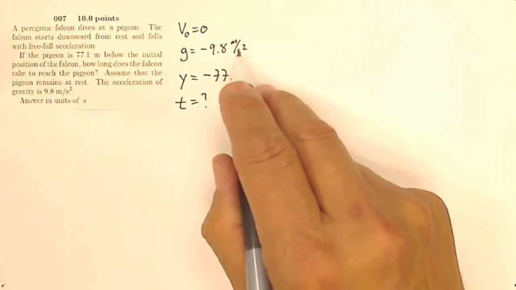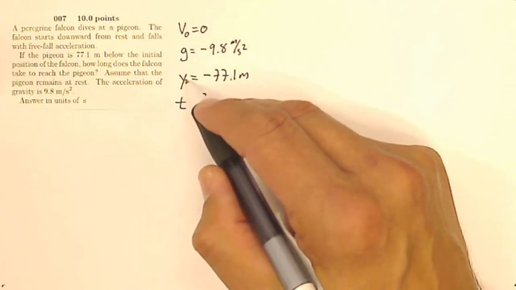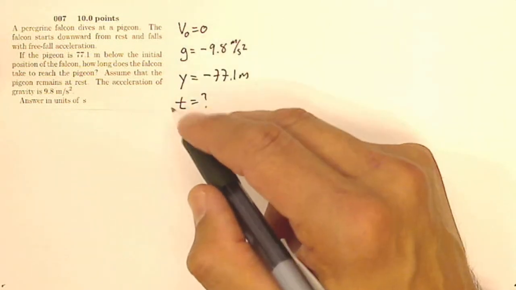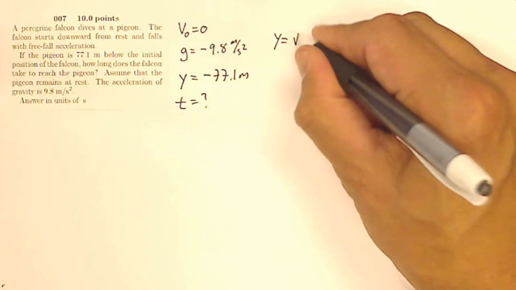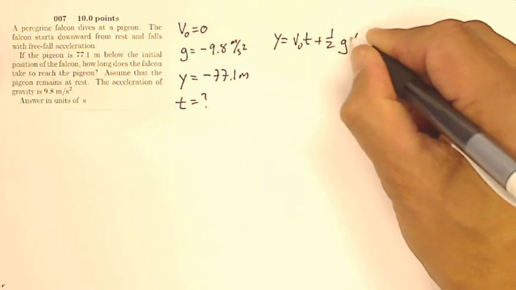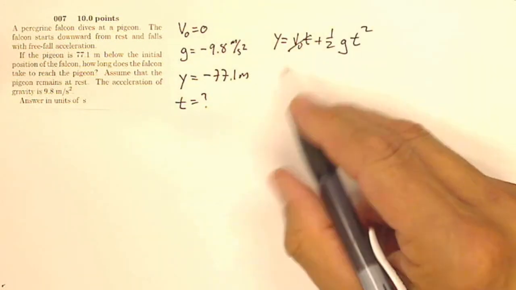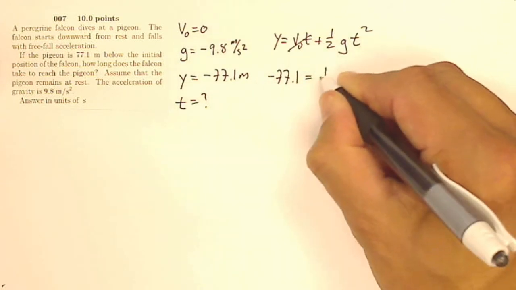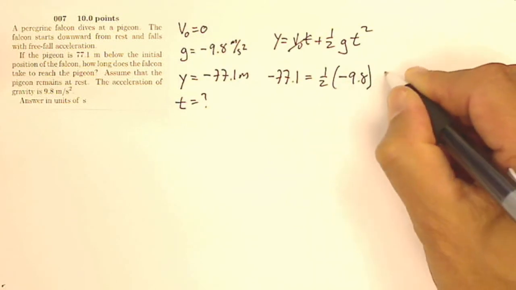The acceleration of gravity is 9.8. So initial velocity is 0, gravity, displacement, and time. So the equation I can use, since I don't care about final velocity, is that my displacement is my initial velocity times time plus 1/2 my acceleration times time squared. Since my initial velocity is 0, this term goes away. So I've got negative 77.1 equals 1/2 of negative 9.8 times time squared.